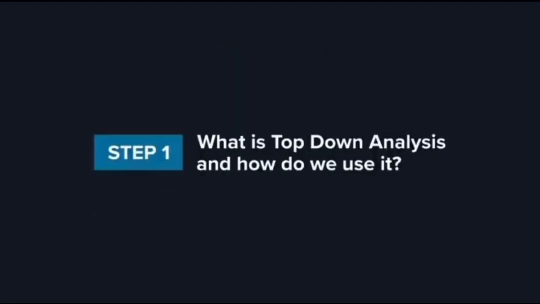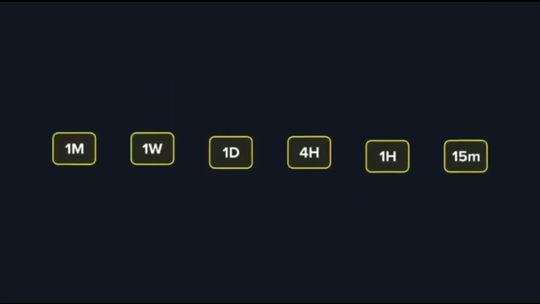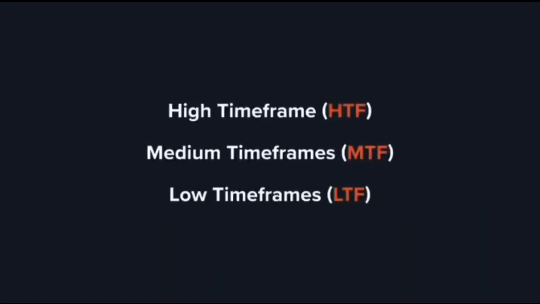So let's waste no time and start with step number 1, which covers what top-down analysis actually is and how we use it in our trading strategies. Within top-down analysis, the idea is that you should actually be using all of these time frames when looking for potential trade setups. And the way this works is by starting your chart analysis on the monthly time frame and then work your way down until you reach the time frame that you want to actually use for your entry setups. But to understand why, we will split these time frames into 3 different categories, with each of them being used for a different purpose.